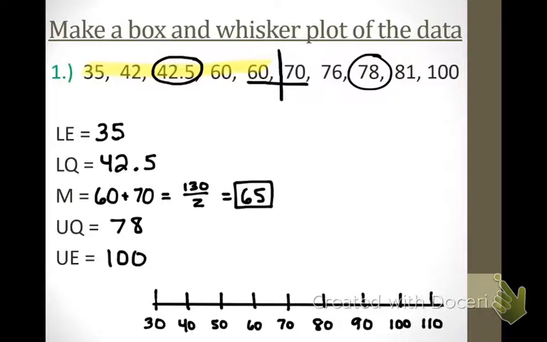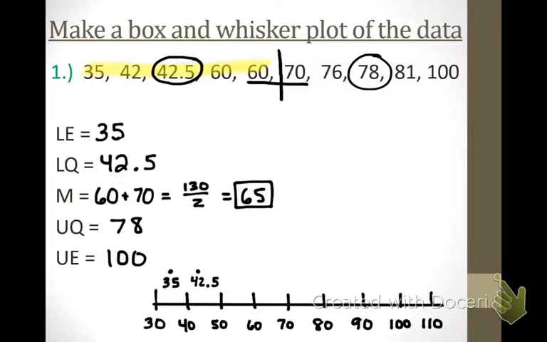So let's start with the lower extreme. CJ, what's the lower extreme? The lower extreme. 35. I'm going to put a dot and then label 35 underneath it. Maddox, what is my next number in these 5 points? 42.5. 42.5, okay? So we're going to go ahead and plot it the best place that we think and label that it's 42.5 underneath it. Darcy, we've done the lower extreme and the lower quartile. What's the next one I have to plot?